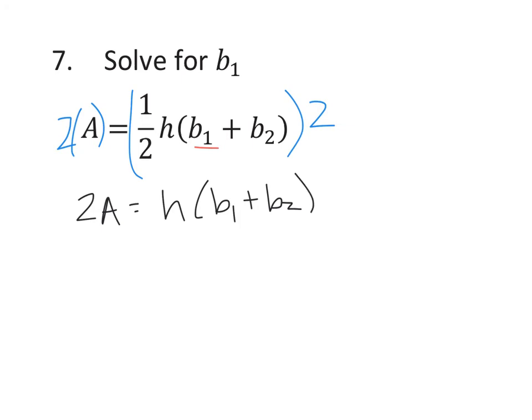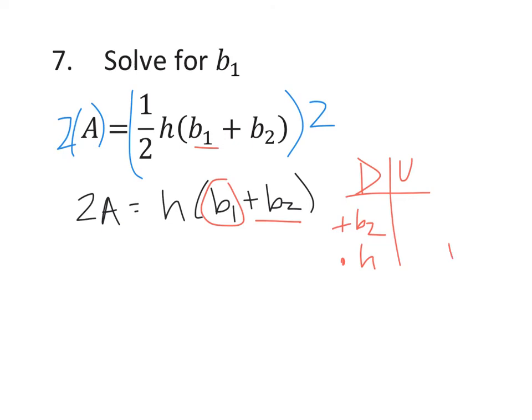So here you have two ways to do it. I think the way most of you are going to think is to distribute the h and then go on from there, which is totally fine. The short way is to actually think of this one as a do-undo chart. So what am I doing to b sub 1? I'm adding b sub 2, that's what I'm doing here, and then I'm multiplying by h.